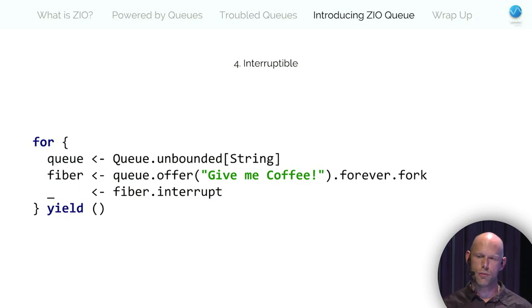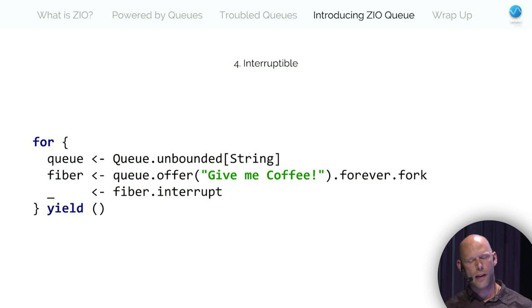So this ability to interrupt any take or any offer at any time without any custom logic and without leaking any resources instantaneously is extraordinarily powerful, because it allows you to perform a lot less plumbing and achieve much more compositional designs. Interruption is very compositional. It just threads through your entire program.